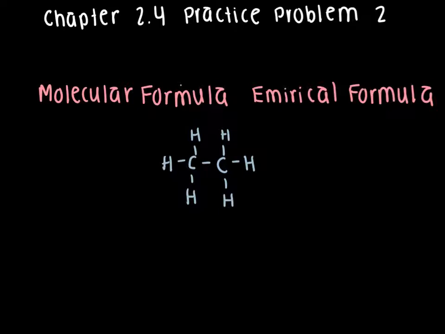For example, ethane, which looks like this, has an empirical formula of CH3, because as you can see here, there are 2 carbon atoms in this molecule and 6 hydrogen atoms. This gives ethane a molecular formula of C2H6. But since we write empirical formulas in the most simplified form, C2H6 becomes CH3. This tells us that ethane has 3 hydrogen atoms for every 1 carbon atom.